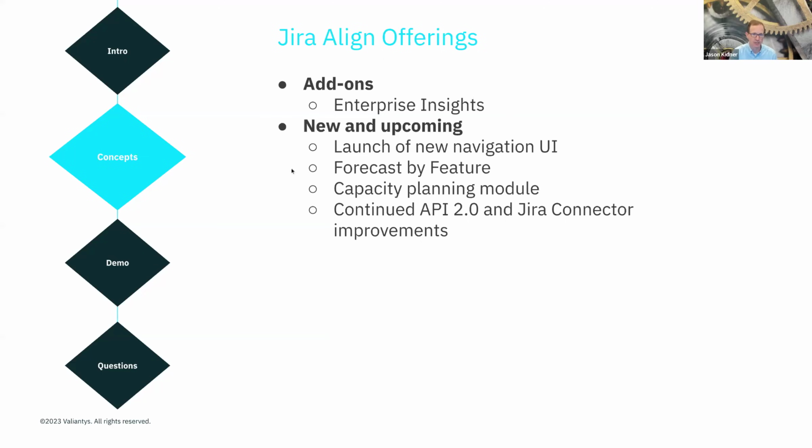Atlassian is always making investments, increasingly so within Jira Align. There's, as you'll see, a brand new navigation that launched and was brought in last year, and now they're turning off the old navigation, so they're going with the new navigation. They're bringing in some new forecasting and capacity planning modules. Also, constantly doing updates to the API for Jira Align, and also the connector that connects to Jira, or potentially other work tracking tools.